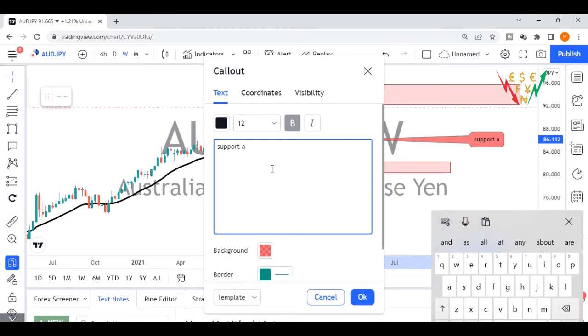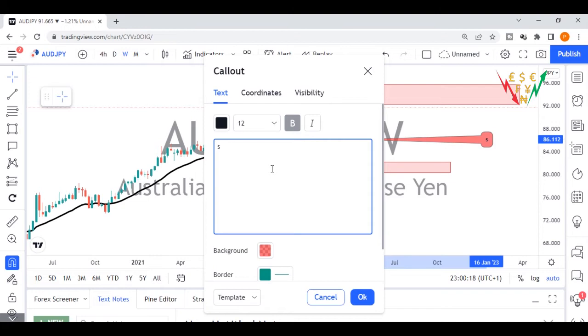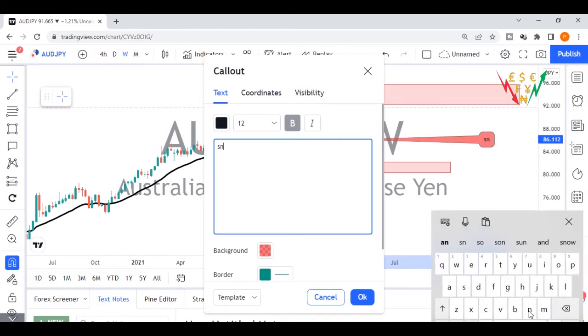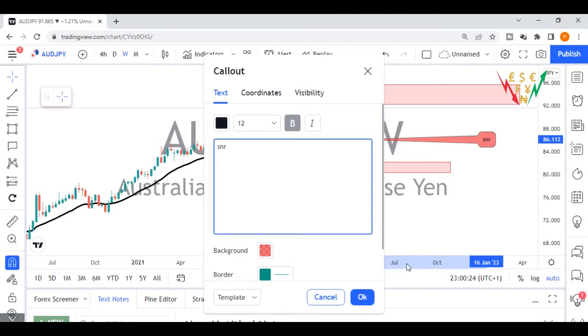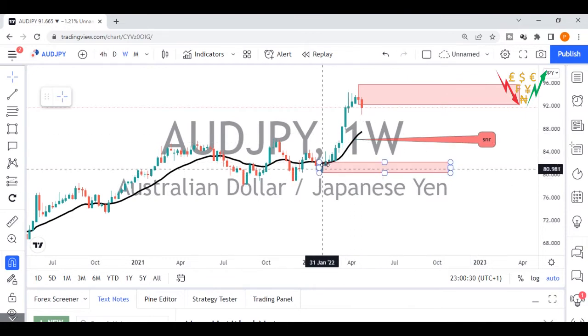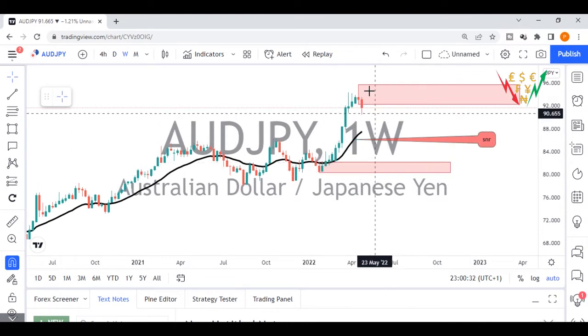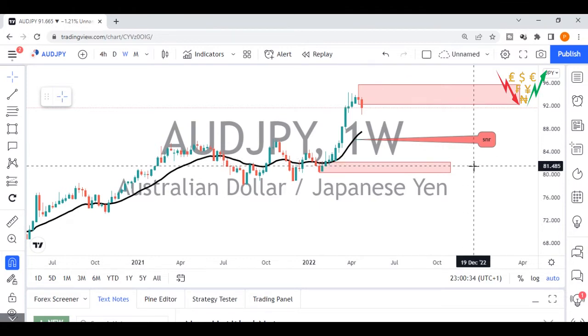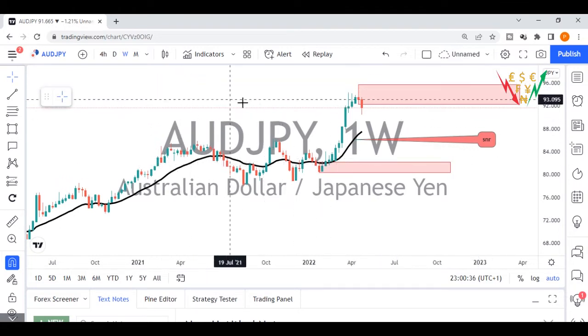Or let me just use S and R, right? So we have our support S and R right here, at this level down here. However, guys, I'm expecting the price to break down to this point, depending on how you want to hold.